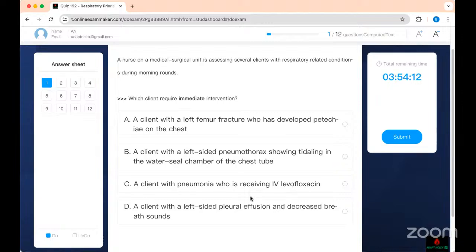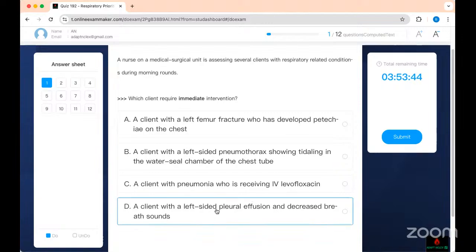I have pneumonia and I'm receiving IV levofloxacin. I have a left-sided chest tube and there's tidaling in my water seal, and I have a left femur fracture and petechiae on my chest. Who needs your one second? Think about it and be sharp. The B sharp stands for breathing, shock, bleeding, electrolyte shock, sepsis, airway, and pain.